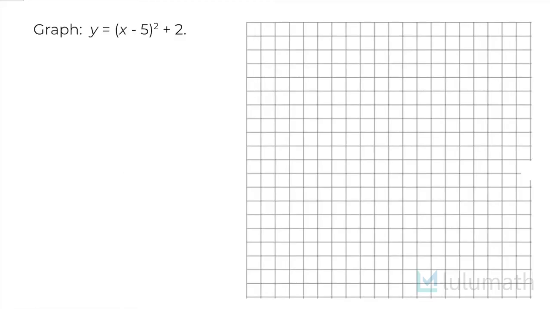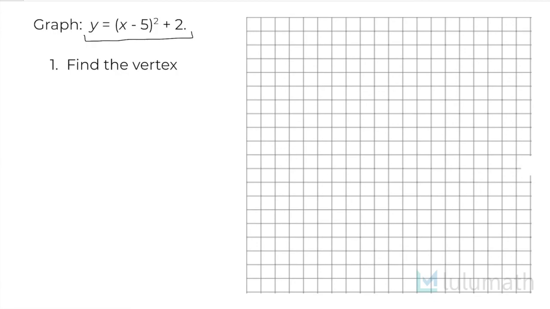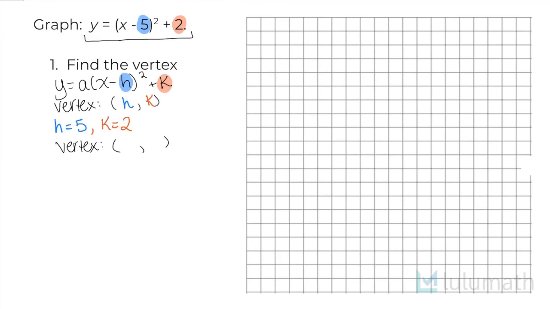So in this example, we're asked to graph the quadratic equation y equals the quantity x minus 5 squared plus 2. So the first thing we're going to want to do is find the vertex. Now, just a reminder that in vertex form, the vertex is the point h, k. So looking at this equation here, we can see that the h value is 5 and the k value is 2, and they're both positive because don't forget that since this says minus h and this says minus 5, the 5 has to be positive to keep it a minus. So since h is 5 and k is 2, our vertex will be 5, 2.